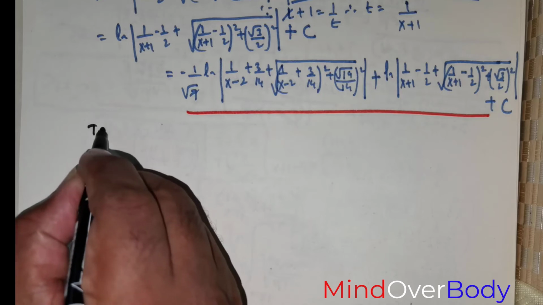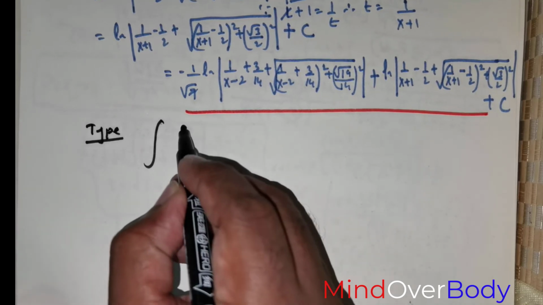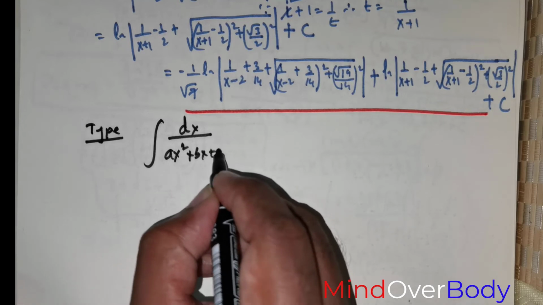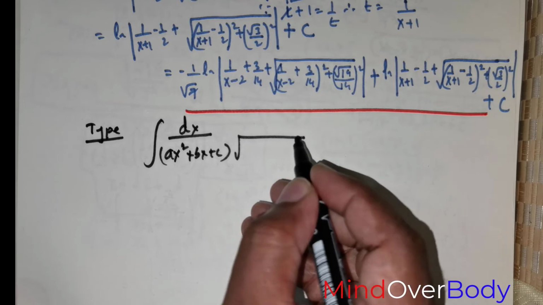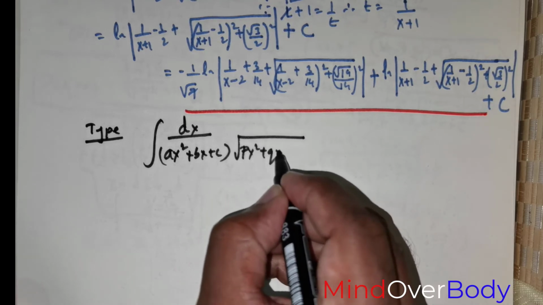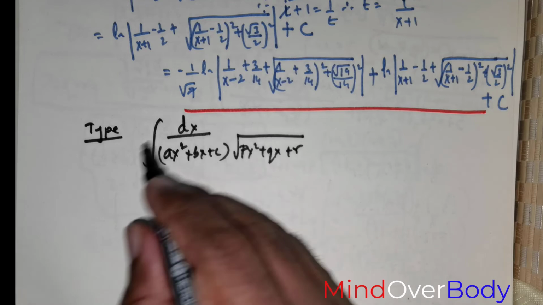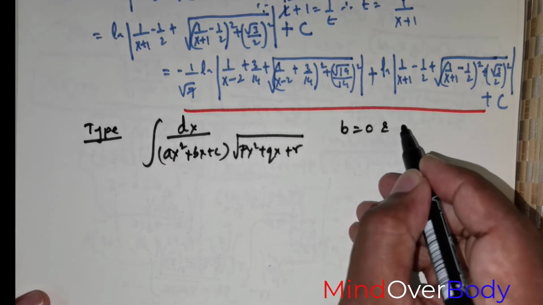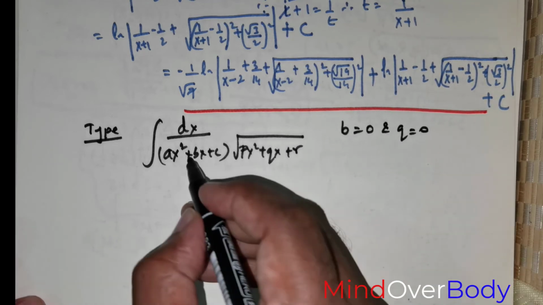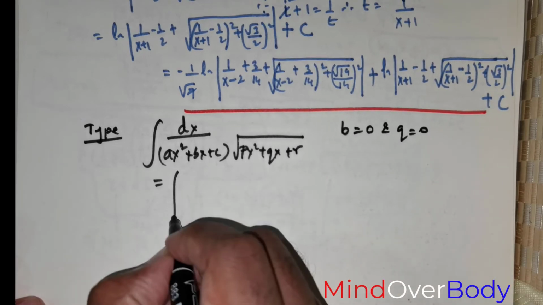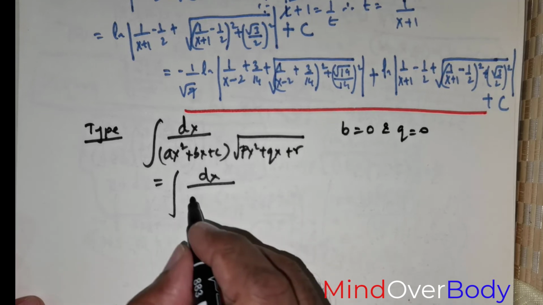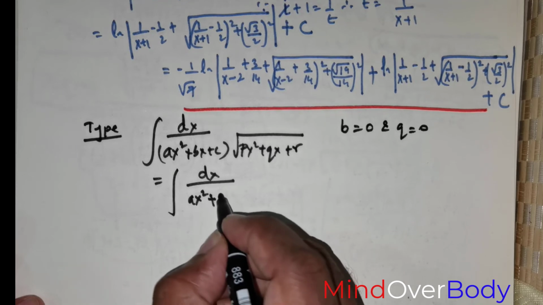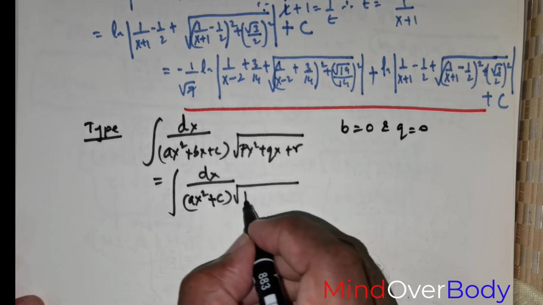Now we are going to learn another new type, and that would be integral dx over (ax² + bx + c) times root of (px² + qx + r). So if you are given a form like this, and b is equal to 0 and q is equal to 0, that means the middle term is absent. Eventually you would be required to solve a form of this nature, ax² + c times root of px² + r.